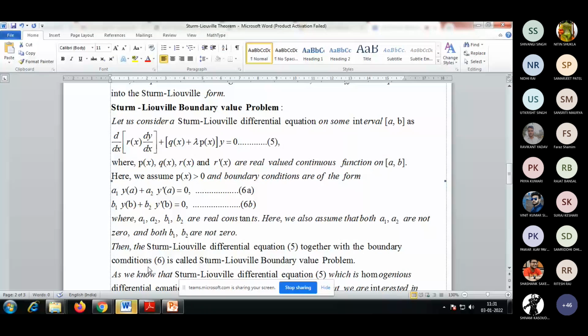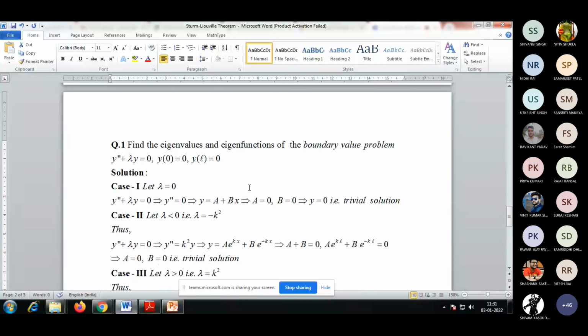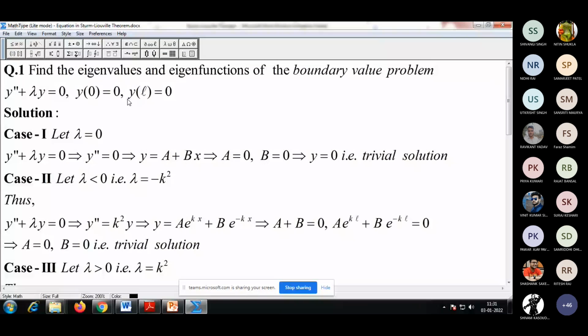Now, based on this, I don't remember whether we have started the questions. The question is: find the eigenvalues and eigenfunctions of the boundary value problem y double dash plus lambda y equal to 0. And you may see here the boundary conditions are y(0) equal to 0 and y(l) equal to 0. So first, there are three cases: lambda may be 0, or greater than 0, or less than 0. So we will discuss all three cases.